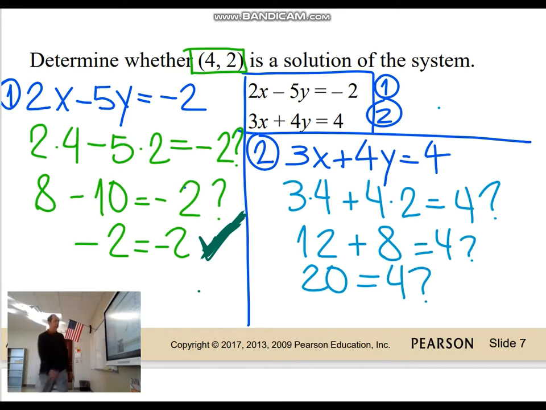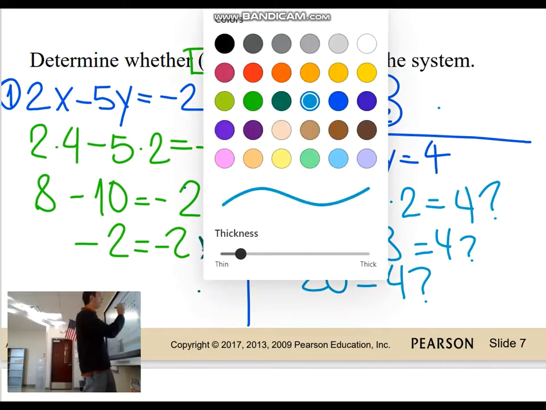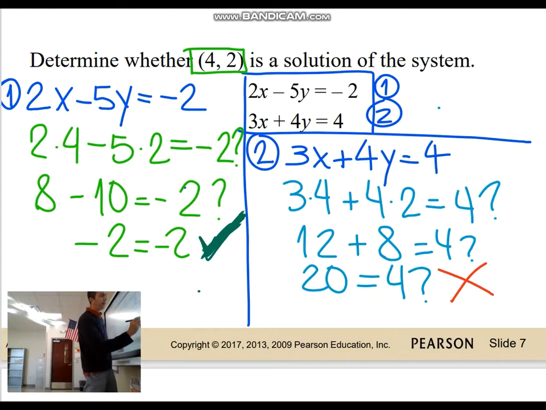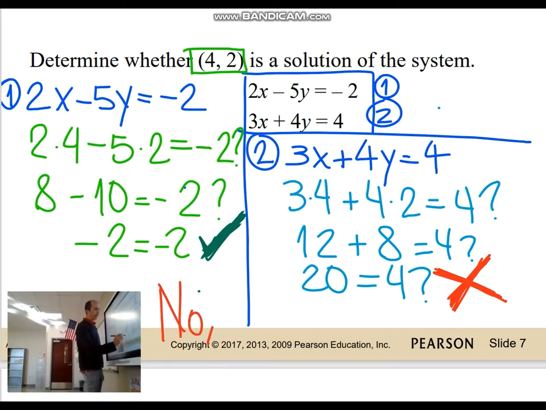Is 20 equal to 4? What do you think? Is 20 in any situation going to be equal to 4? No, this is false. That means no, it is not a solution for the system of equations.